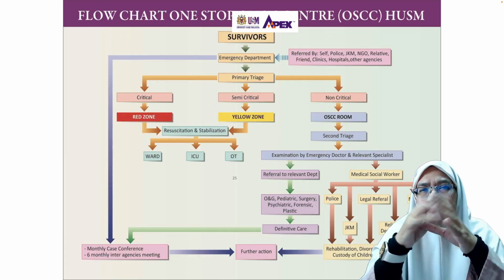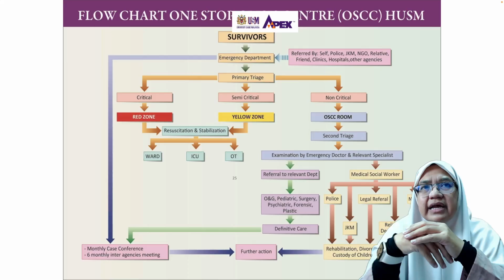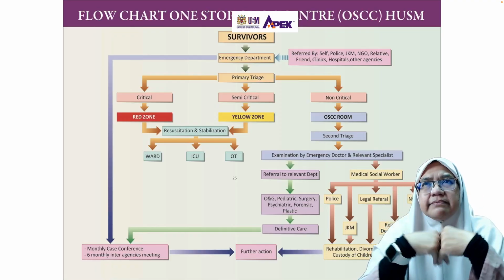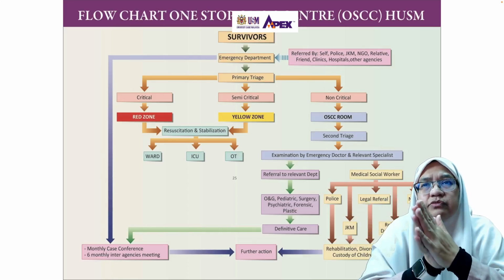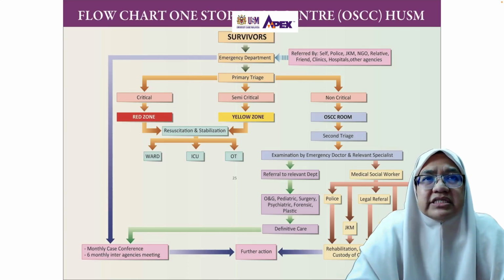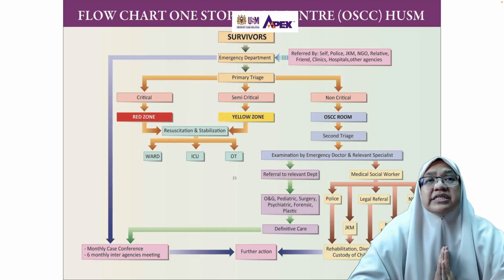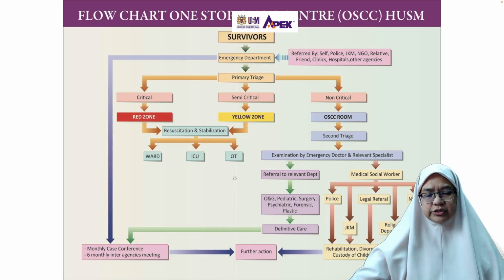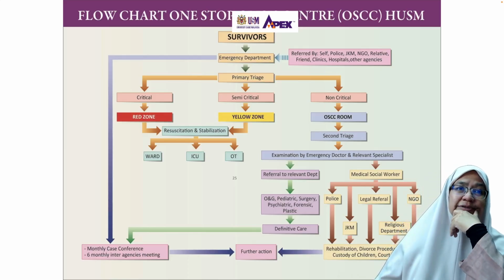Okay, and when they go here, a team from the OSCC will assess her and see what the needs are. If it's really critical, she has a very severe fracture or wounds and needs to be treated, we go first to the red zone. Or is it semi-critical, or non-critical? If it's non-critical, then she will be managed in the OSCC room. This is where they will have the second triage. She will be examined by the emergency doctors and specialists, and this is where they will ask questions and try to find evidence.